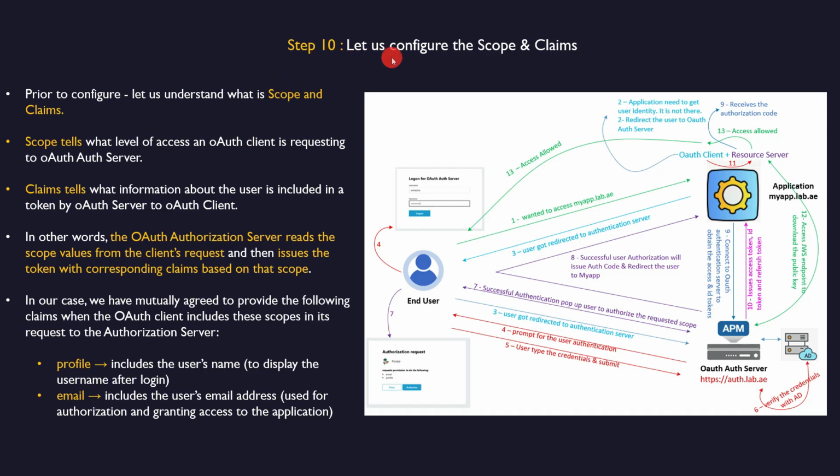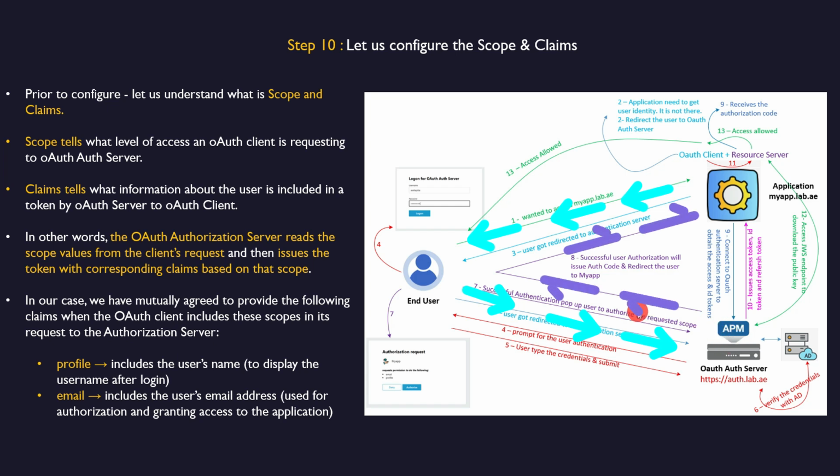In step 10, let us configure the scope and claims. Prior to configuring, let us understand what scope and claims are. Scope tells what level of access the OAuth client is requesting from the OAuth Authorization Server. Claim tells what information about the user is included in the token by the OAuth server to the OAuth client. In other words, the OAuth Authorization Server reads the scope values from the OAuth client request and then issues the tokens with the corresponding claims based on that scope.